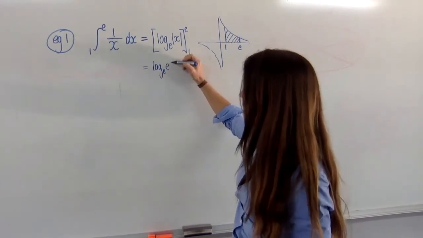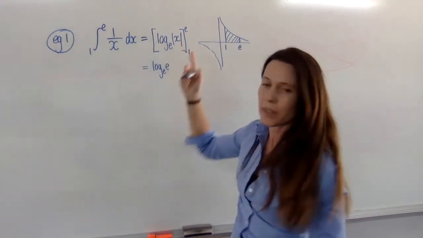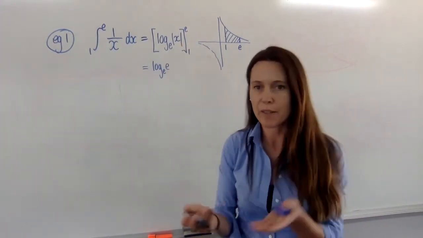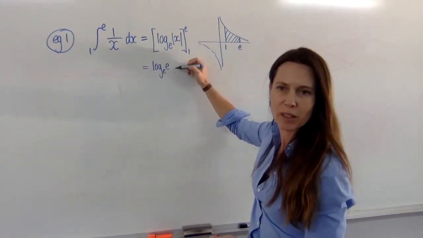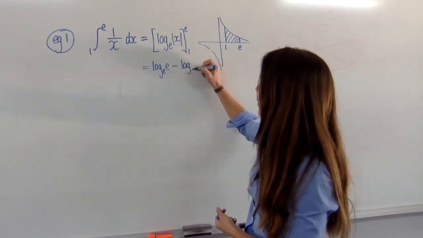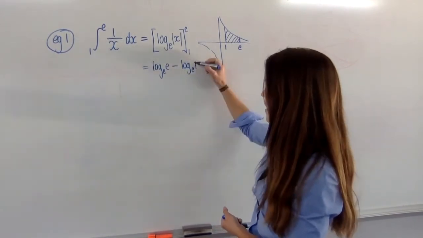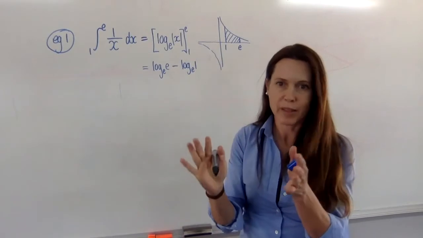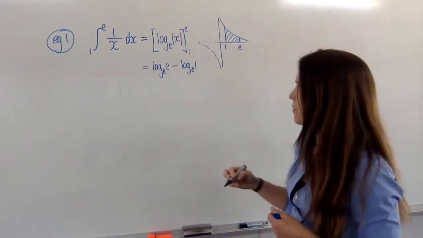Now here, I don't really need to put those brackets on. As long as you're considering that the number you're putting in is positive, you can jump straight to this. It saves you a line of having to get rid of those absolute value brackets. And then we're subtracting the log of 1. Again, no real need to say the absolute value of 1 because I know in my head that is 1.